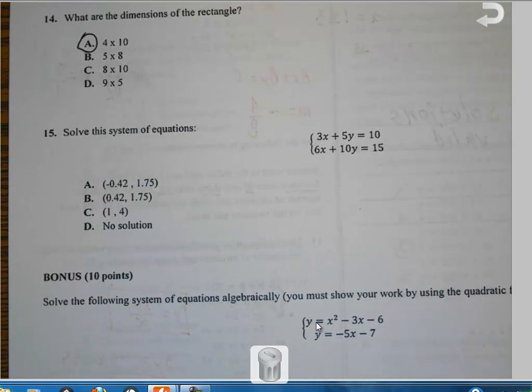Solve the system of equations. This one you would solve by elimination. However, you would find that there is no solution.